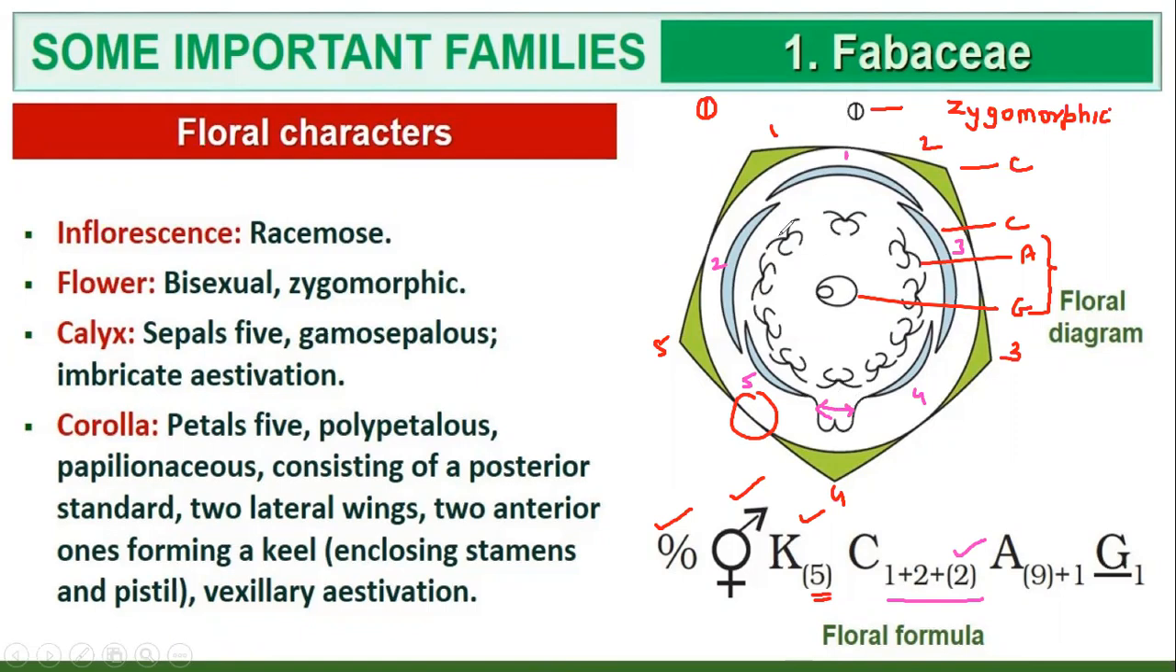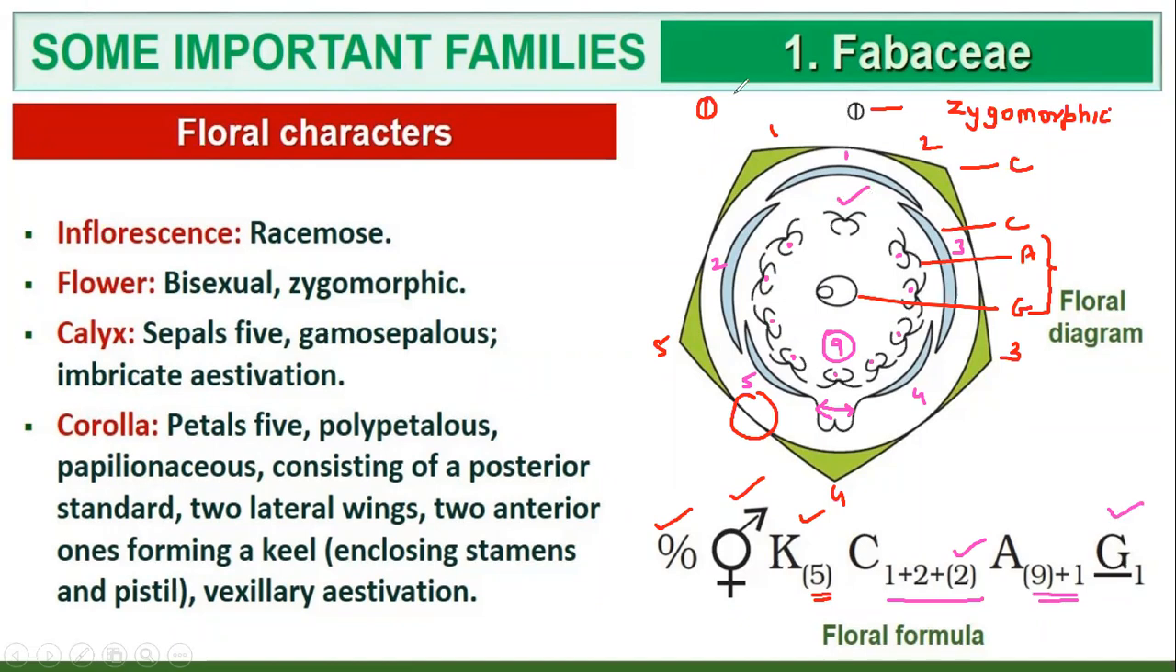Androecium, just count the androecium. We have 1, 2, 3, 4, 5, 6, 7, 8, and 9. These are all joined to each other. So 9 are fused and this 1 is separate. That's why we have androecium as 9 plus 1. Gynoecium is only 1 and it is a superior ovary.